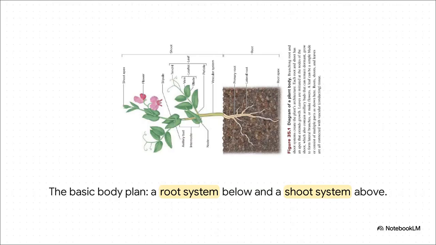And here it is. That common master plan is this really simple but elegant division of labor. Below the ground, you have the root system. Its job is to anchor the plant and soak up water and nutrients. And then above ground, you've got the shoot system. That's the stems, the leaves, the flowers, and it's all dedicated to capturing sunlight and handling reproduction. This basic split makes everything else in the plant world possible.